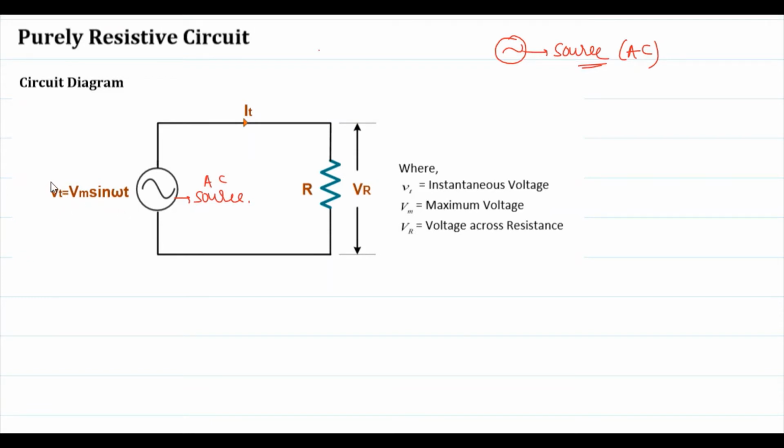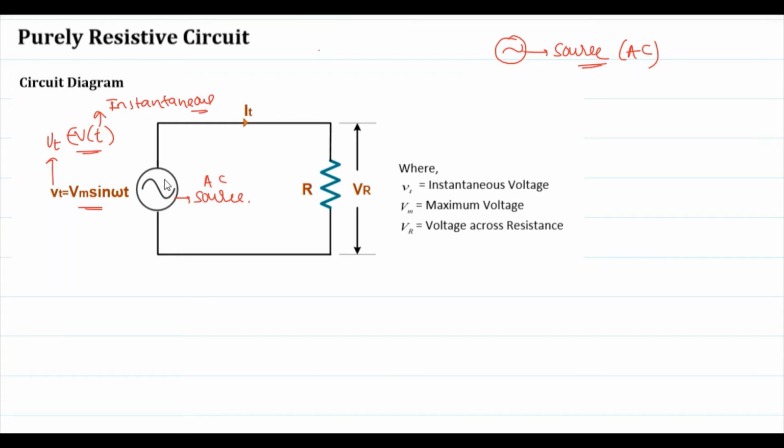t. Here V(t) is the instantaneous voltage, the instantaneous value, and Vm is the peak value. We have used one resistance in this circuit, where this resistance is connected in series with the input voltage, that is Vm sin omega t.